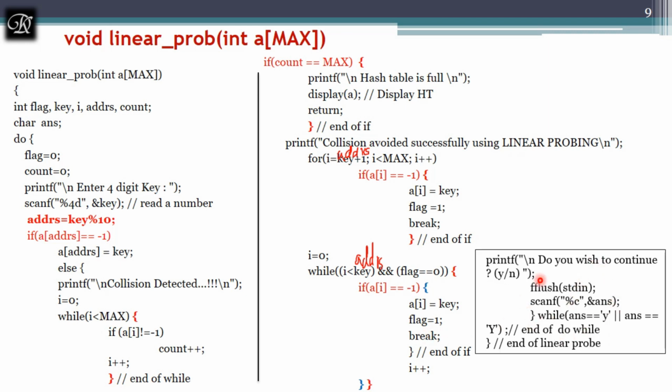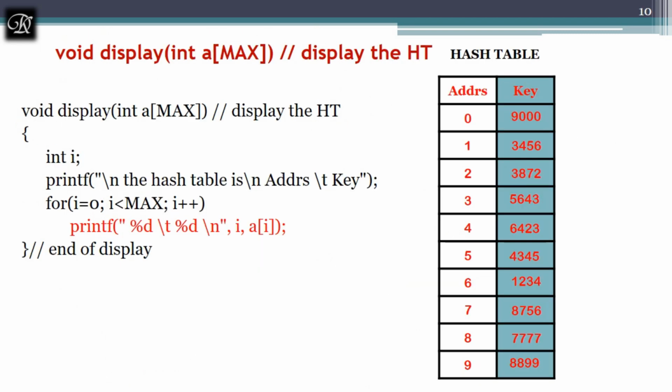This is for one value. If you want to add more values, we'll ask, do you wish to continue? If you say yes, then we are going to ask you for a new value. The same procedure is continued until you stop. The display function is very simple, where we display the address and the keys. We take a simple for loop to display a single dimensional array. This hash table is a single dimensional array. A single for loop displays both the address and key.